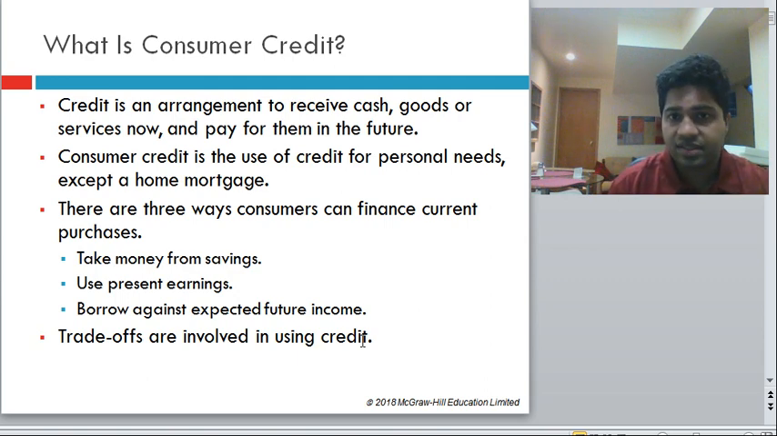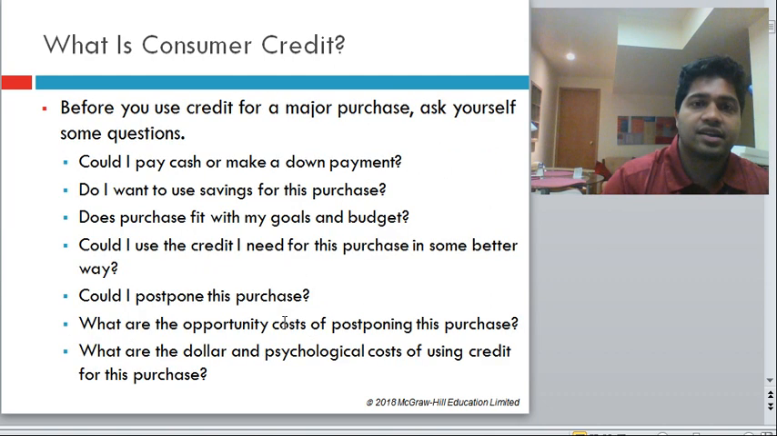There are three ways a consumer can finance current account purchases. Take money from savings and pay in cash, use present earnings, or borrow against expected future earnings. So you can use your savings, you can use your current earnings, that is your checking account, or you can use future earnings, that is, borrow. Trade-offs are involved in using credit.